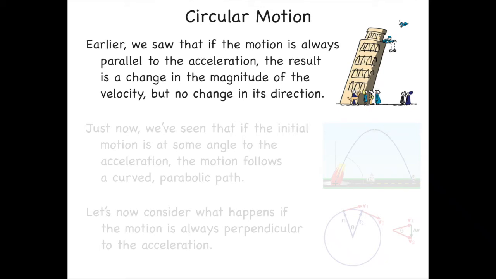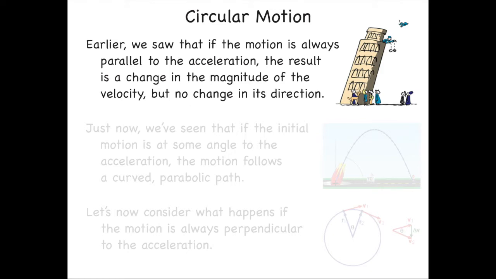In this video, we're going to cover the concept of circular motion in regards to kinematics, so describing the behavior of circular motion. Earlier in our study of 1D and 2D kinematics, we saw that if the motion is always parallel to the acceleration, then the result is a change in magnitude of the velocity, but we didn't deal with a change in direction.